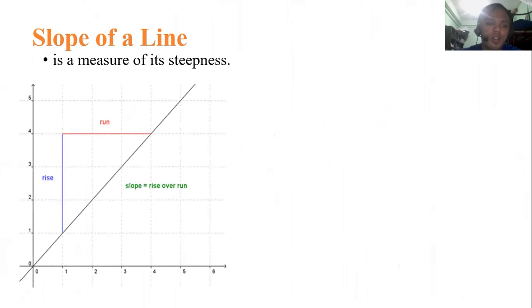Again, for the slope of a line, meron tayong tinatawag na rise over run. So yung rise, ito yung tumutukoy sa number of units na i-move ng point. It's either downwards or upward. Kung positive, upwards; kung negative, downwards. Yung run naman, ito yung horizontal movement ng isang point, para makuha natin yung next point to make a graph na.